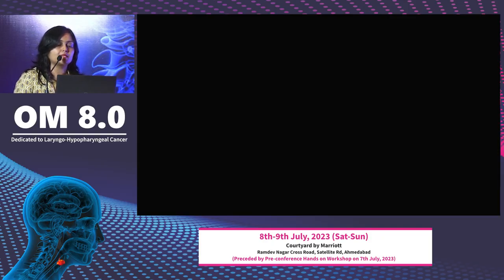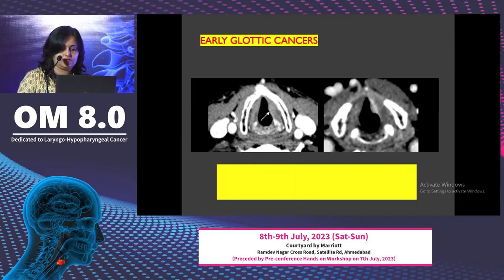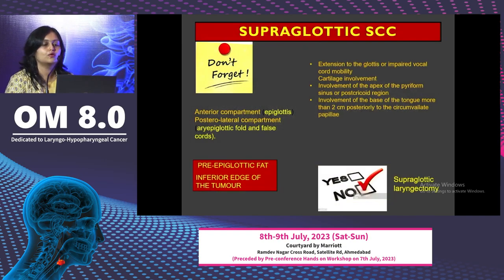So for supraglottic squamous cell carcinoma, important things to remember are that we have to see pre-epiglottic fat space involvement and the inferior extent of the tumor. If there is a transglottic extension, if there is impaired vocal cord mobility, if there is cartilage involvement, or involvement of the apex of the piriform sinus, which is very common in supraglottic malignancy, or involvement of the postcricoid region, or if there is a cranial extension of the tumor in the base of the tongue, more than 2 cm posterior to the circumvallate papillae.